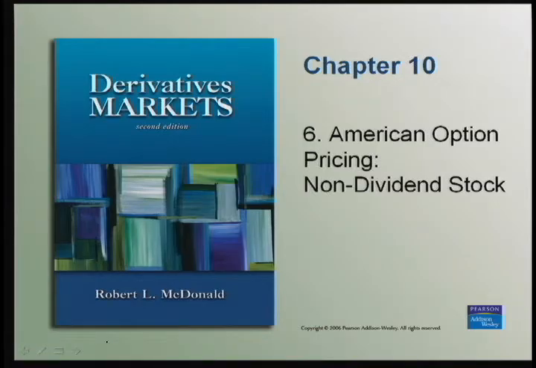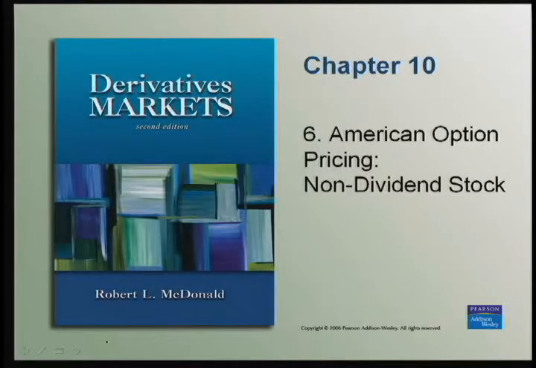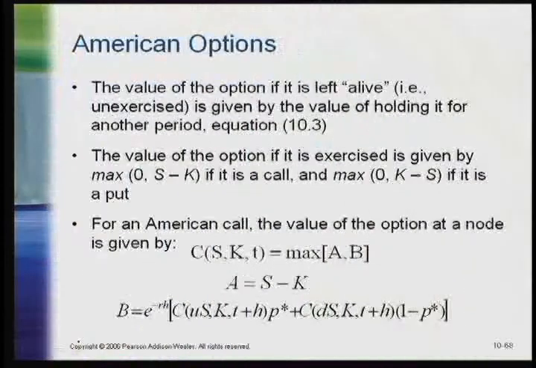In Module 6 of Chapter 10, we'll look at American option pricing and how we'll apply the binomial lattice structure to account for early exercise. American options have two values. One value is the value if left alive, which is to say the value of holding it for another period and not exercising it currently.